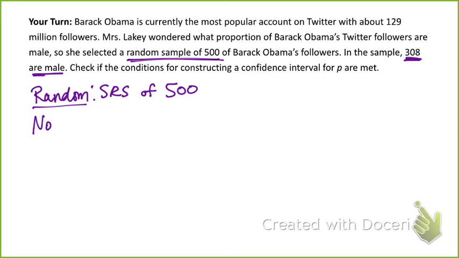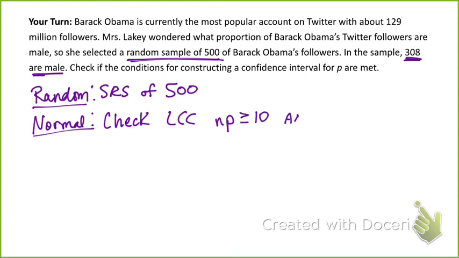All right, the next one is the normal condition. We got to make sure that this distribution is approximately normal, so we're going to check the large count condition. N times P has to be greater than or equal to 10. And N times 1 minus P has to be greater than or equal to 10. Anybody have a problem with this? I got to put a hat on it, you guys.